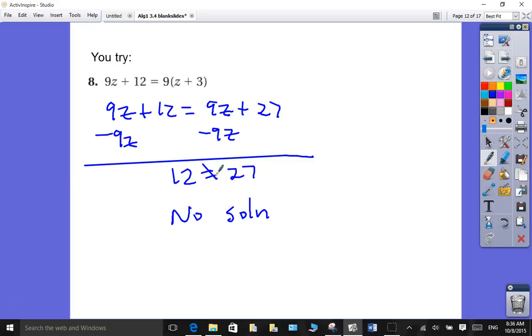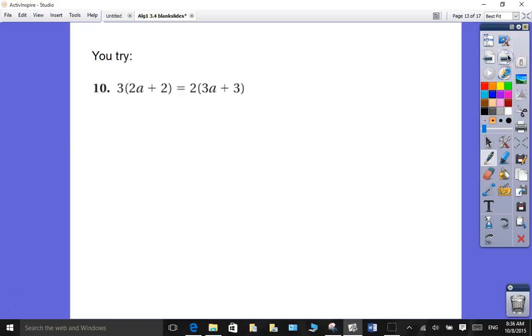Well, I know that 12 does not equal 27, but if you get a question like this, you have to say no solution. What does it tell you that they're not equal? Don't just stop and say, oh, not equal. The major part of that is to say no solution. And then try this one.